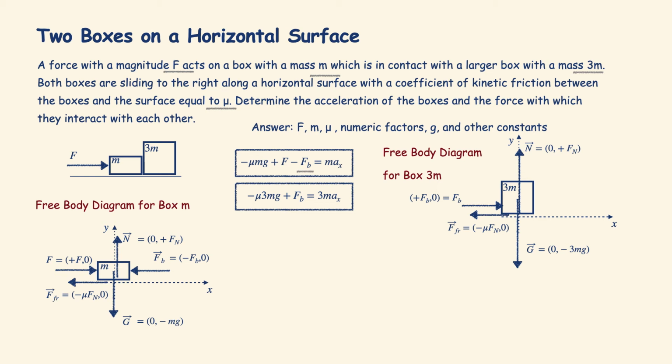My two unknowns here are the symbol Fb, that stands for the magnitude of the force with which the two boxes interact, and the x component of the acceleration of the boxes. In fact, that x component for the acceleration is the same for both boxes because they move as one. So as long as they move as one object, I can say that the x component for the acceleration of the box M is the same as the x component for the acceleration of the box 3m.